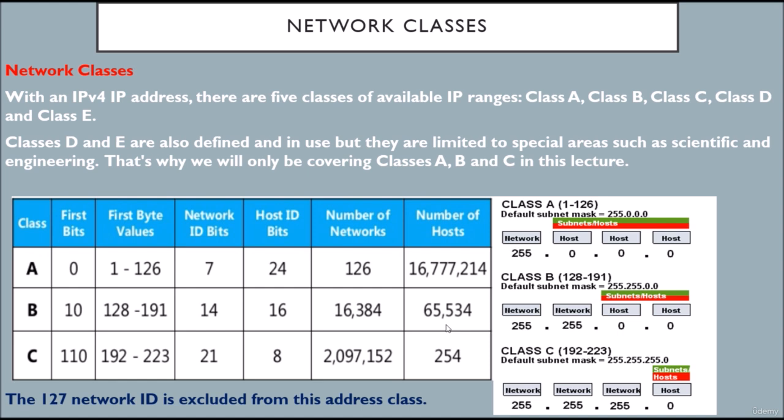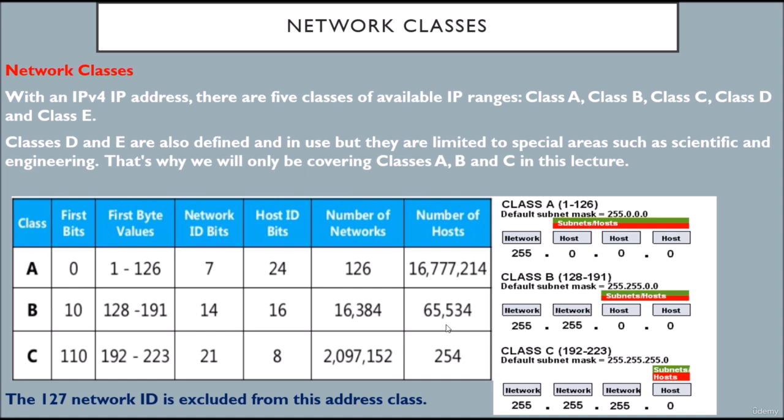Class B addresses are used for mid-sized networks with up to 65,000 nodes. The network address range for Class B networks is between 128 and 191. This class uses the first 2 octets as the network portion and the other 2 octets as the node portion.